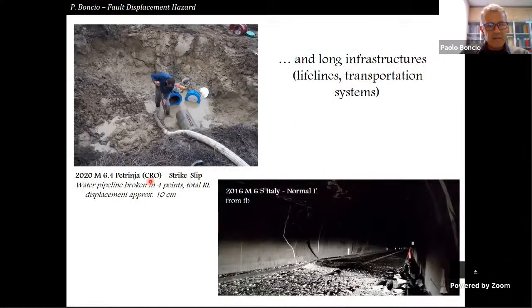This is, for example, a water pipe which was broken in four parts during the recent magnitude 6.4 Petrinja earthquake in Croatia by right lateral strike slip of about 10 centimeters.